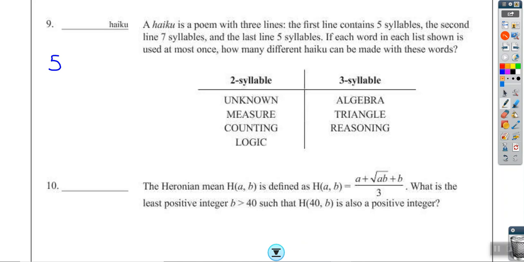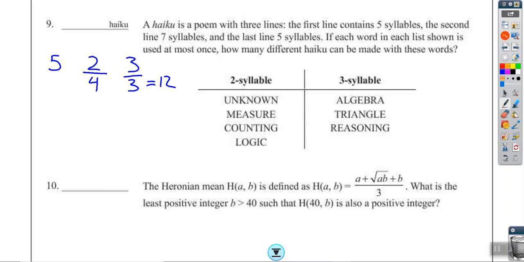Well, that means since I have two-syllable and three-syllable words, I can have a two-syllable word followed by a three-syllable word, and that equals five syllables, right? Yes. Okay. So how many two-syllable words are there that can go in this first spot? Four. So we have four two-syllable words. How many three-syllable words do I have? Three. So in this case, I have a grand total of 12 options. Four times three is 12.